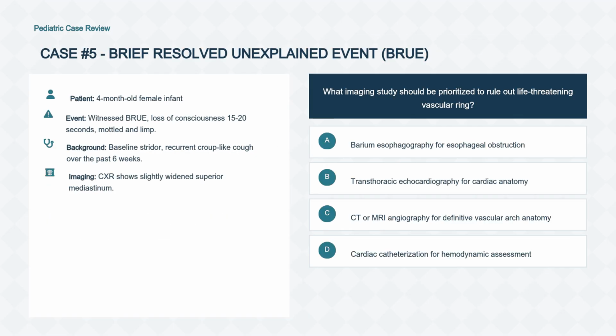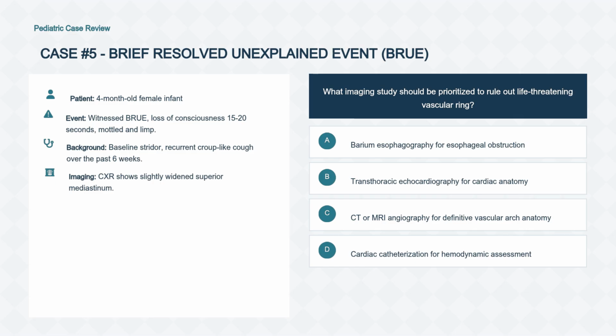Question 5. Brief resolved unexplained event. A 4-month-old infant had a witnessed event with loss of consciousness for 15 seconds, appearing mottled and limp. She has a history of baseline stridor. Chest radiograph shows a widened superior mediastinum. What imaging study should be prioritized to rule out a life-threatening vascular ring?